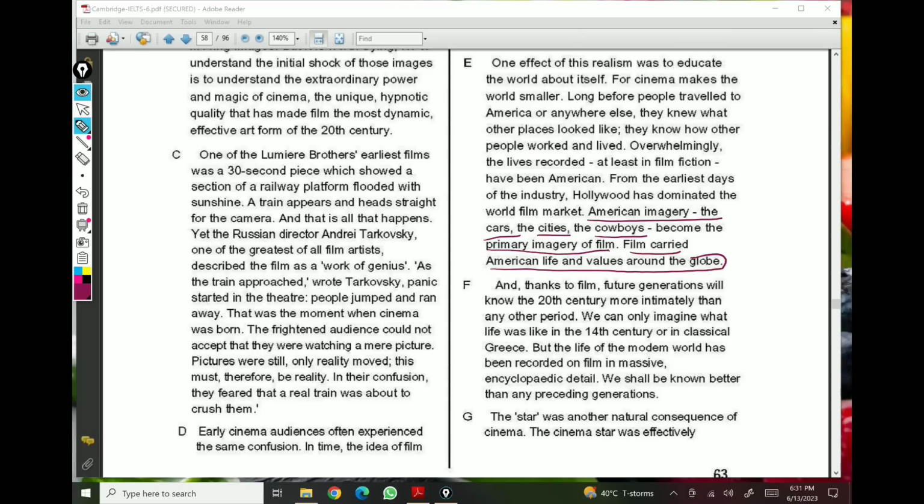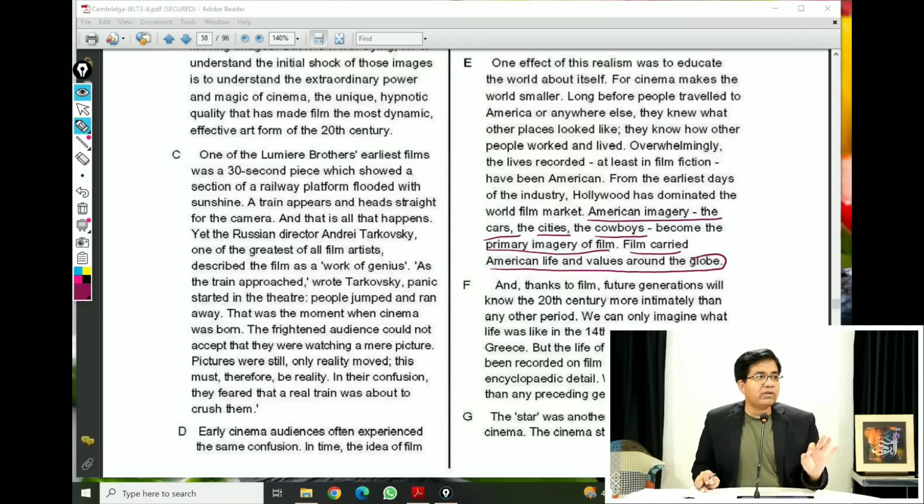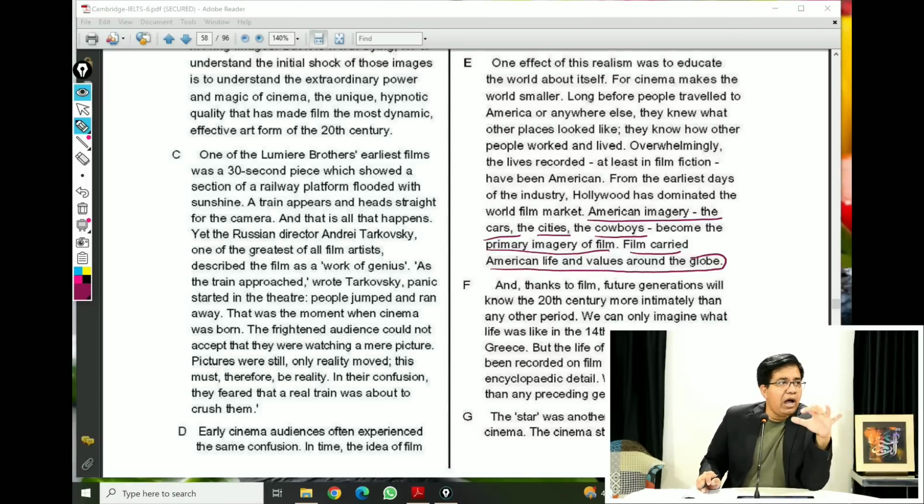Okay, now have they mentioned anything about biased or unbiased, like say American imagery about cars, and in fact it's not the reality? There is no information on biased and unbiased. See, for other countries, they use the word American. American, the cars, cities, cowboys become the primary imagery of film. When you watch American movies, they show you cars, they show you city life from helicopter and all that stuff, right? Then there are cowboy movies, but they didn't mention whether that imagery is biased or unbiased. Hence, the answer is not given.